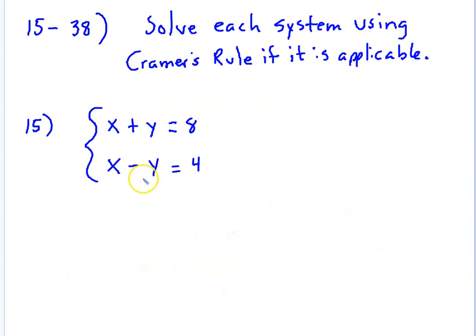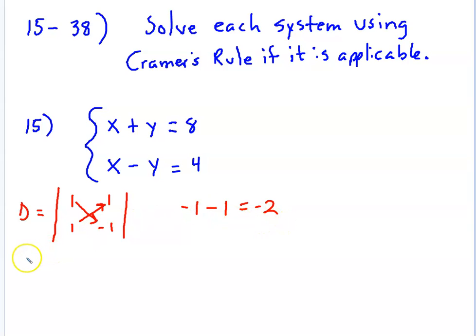Now, the reason why we need to be good at finding determinants is because this process called Cramer's rule uses determinants. So Cramer's rule works like this. I'm going to find a determinant. The initial determinant that I find will be just using the coefficients from this system. 1, 1, 1, negative 1. All right, and so we learned how to find the determinant for a 2 by 2, so we multiply this way first, that's negative 1, minus, multiply this way, positive 1. So that initial determinant of the coefficient matrix is negative 2.